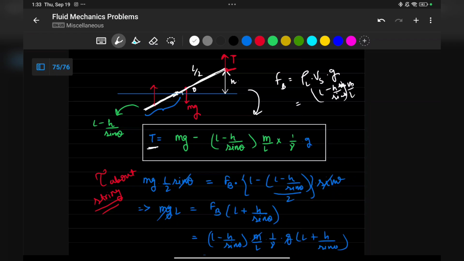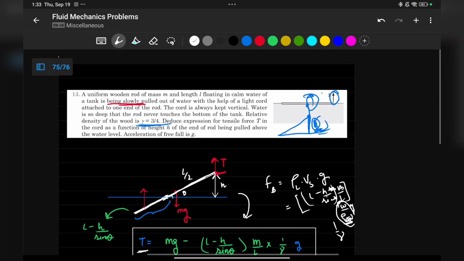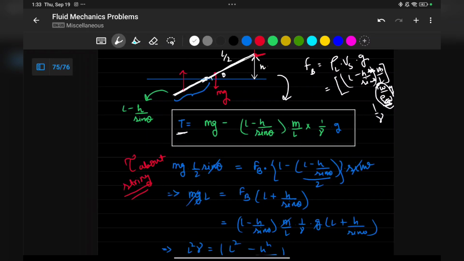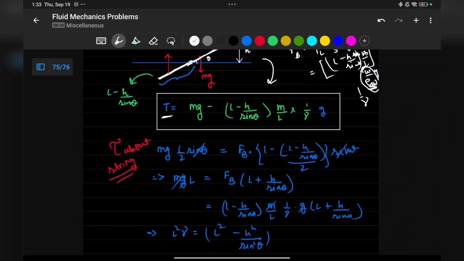Now to get the volume, we just divide by the density of the wood and multiply by the density of the water into g. And this is given to us: this is 1 by gamma, as you can see the relative density is given as gamma equal to 3 by 4. So we have deduced that, and I don't think you have a problem with that.